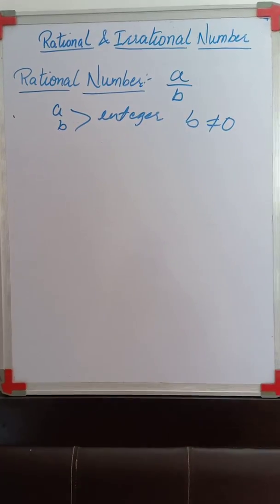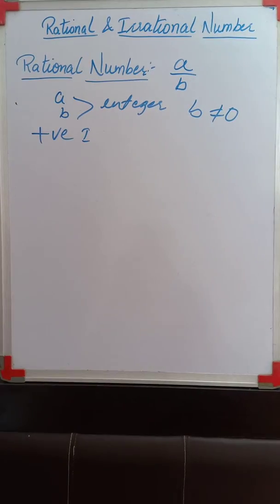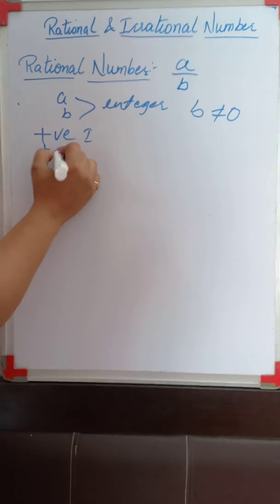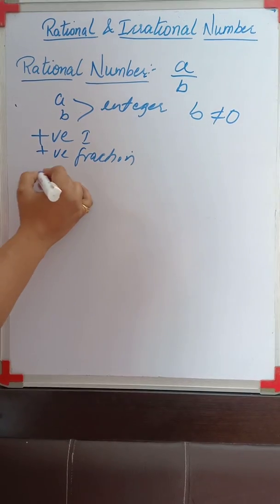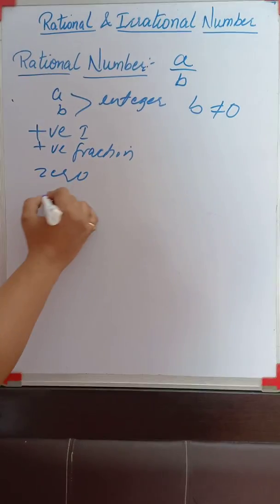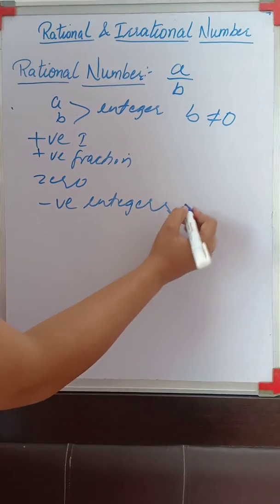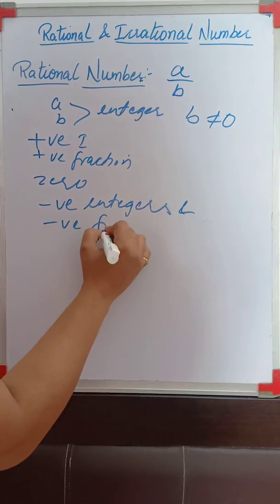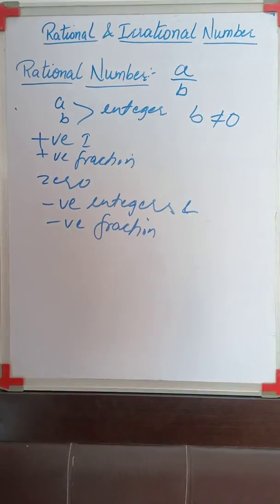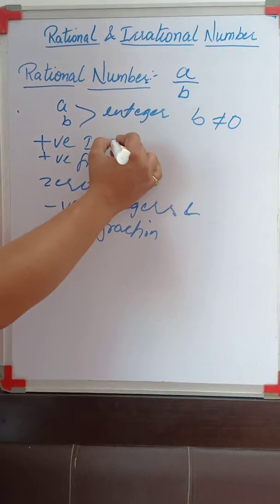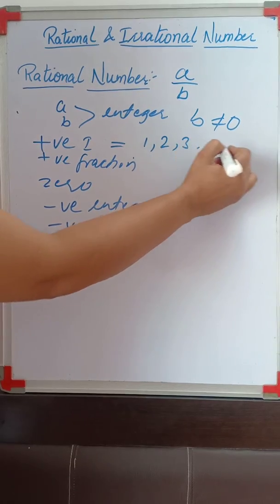It means rational numbers include all the positive integers, all the positive fractions, zero as well as negative integers and negative fractions. Right? Over here I said negative integers and the positive integers. Positive integers will be what? 1, 2, 3 and so on.